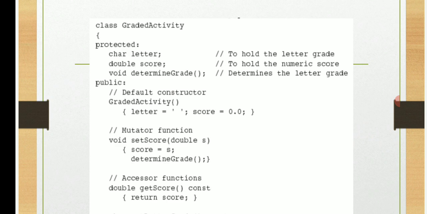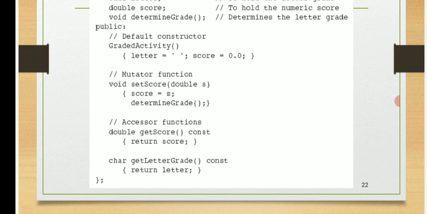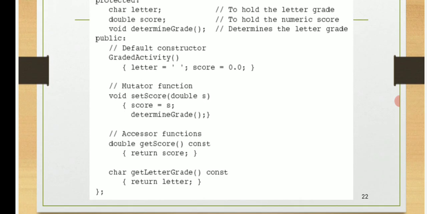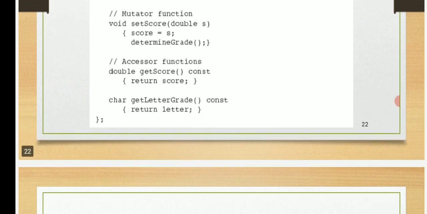Here I am creating a class GradeActivity. I have a private member, letter score, to determine the grade. Next, public: here we have the constructor GradeActivity, because the class name is GradeActivity, so this constructor will be called automatically whenever you create an object. Next, a setScore function is created, and a getScore function is created. By using setScore we assign the score value, and the getScore function returns the score. So this is a simple class. After that, getLetterGrade, where we return the letter. Right, so this is an example.